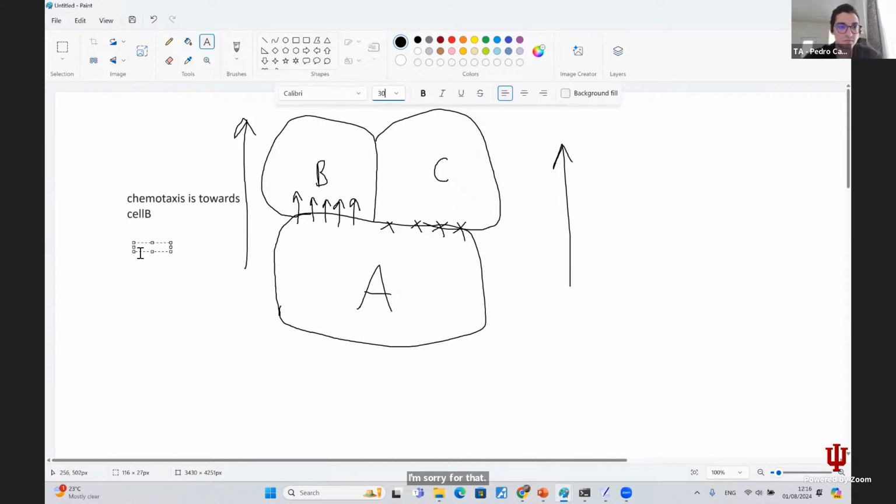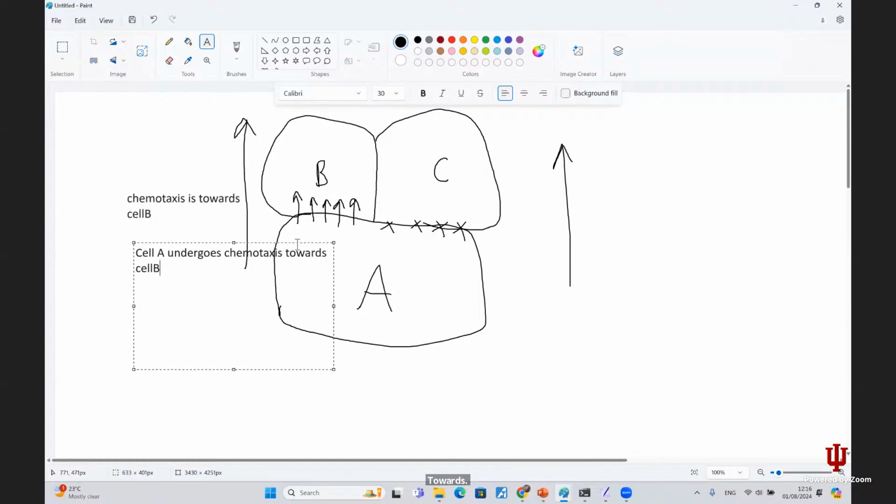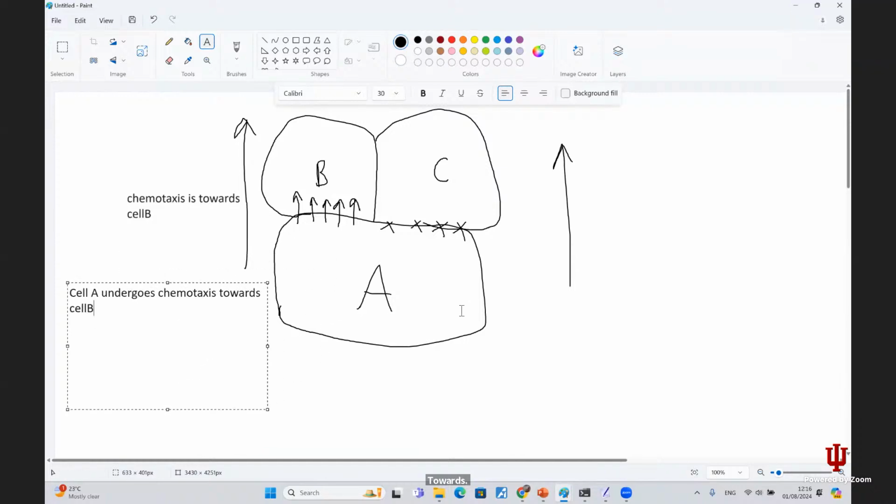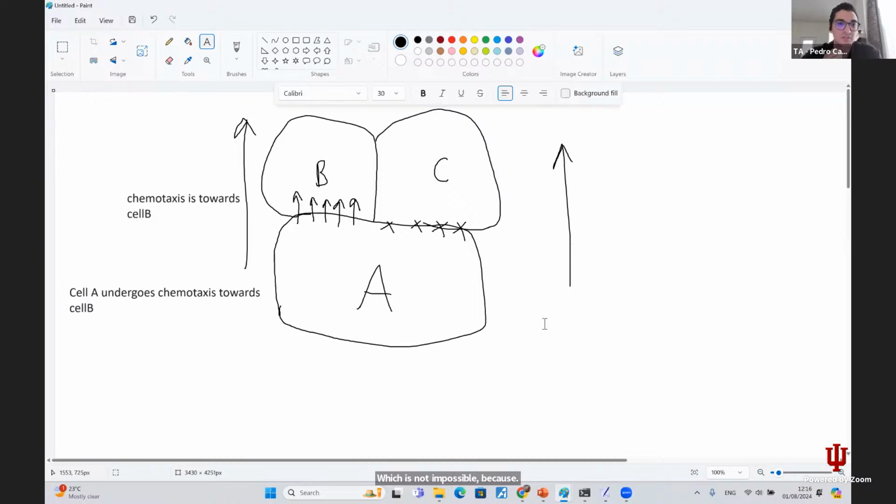So cell A undergoes chemotaxis towards cell B. Which is not possible because cell B is already there and doesn't move. It is possible. What is going to happen is that pixels from cell A will replace pixels from cell B. And what happens to cell B? Is it eaten? Cell B is going to be pushed.